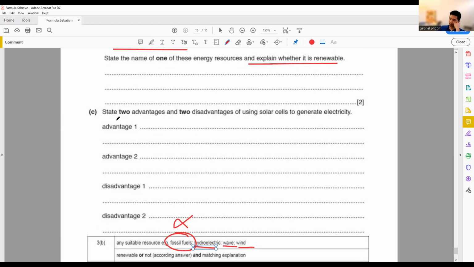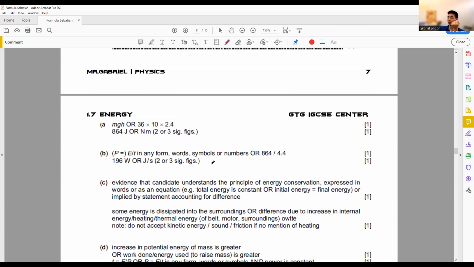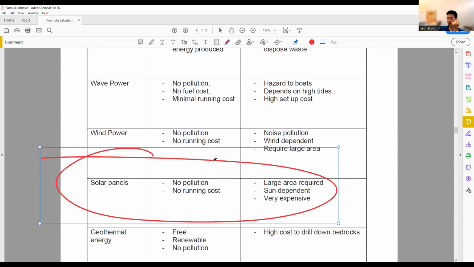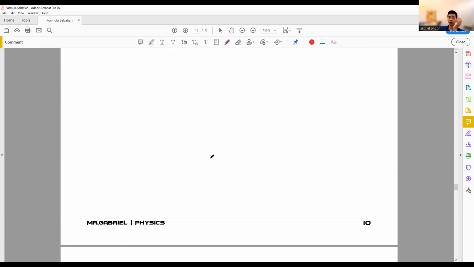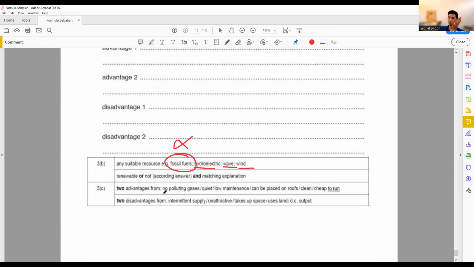And from there onwards, you should state 2 advantages and 2 disadvantages of using solar cells to generate electricity. The advantage and disadvantage is literally in my table that I've shown you previously, right? Like literally here. That's why I say you better read through it because in your exam, they will ask you to write the advantages and disadvantages. The most common one is basically for any renewable energy resources, the most common advantage is definitely it does not pollute the environment, it doesn't produce as much CO2 gases, right?